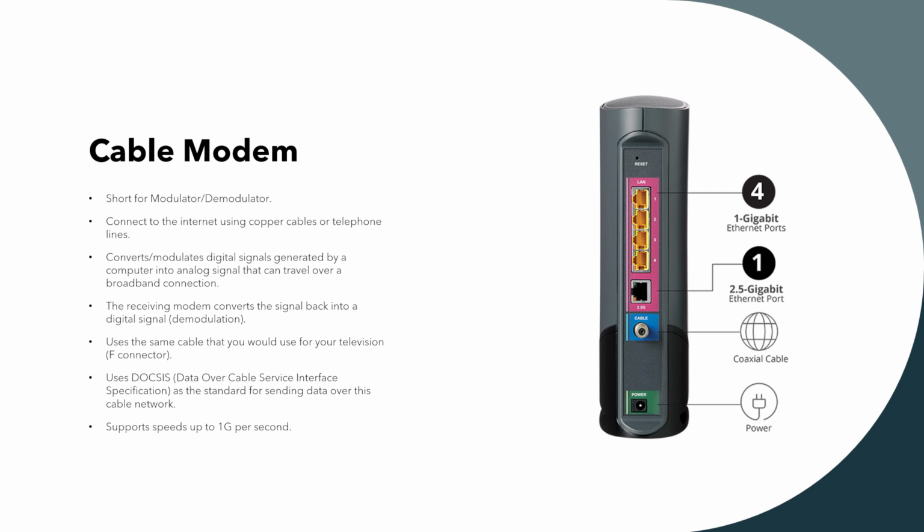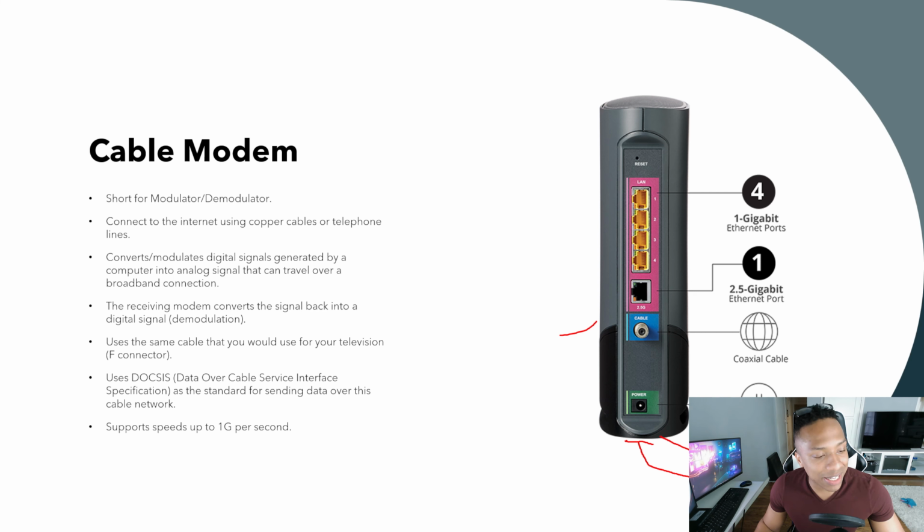So, this will go to wherever it goes. When it comes back, it'll then demodulate into a signal the computer can understand. This uses the same cable that you would use for your television. So we use the coax cable F connector for our TVs. We can also use this for internet. This uses DOCSIS. You might have to memorize that for the exam. That is just the standard for sending data over this cable network. And cable modem supports speeds up to 1 gig per second.